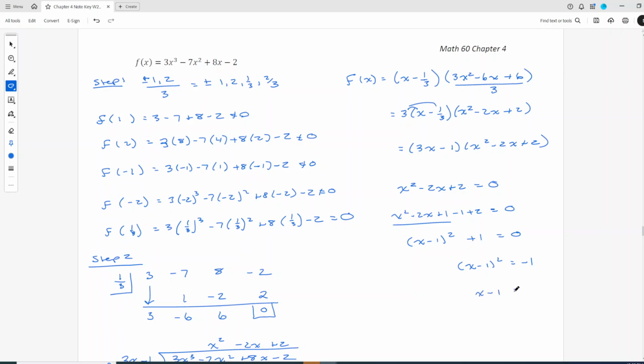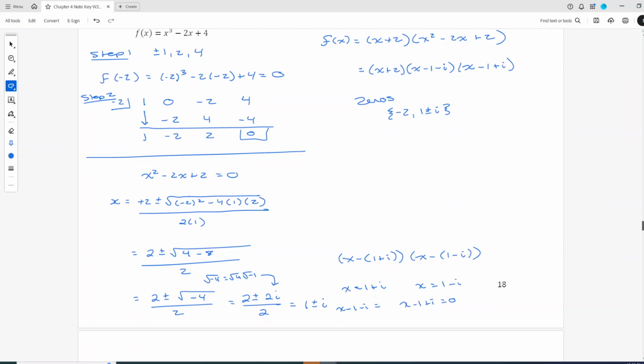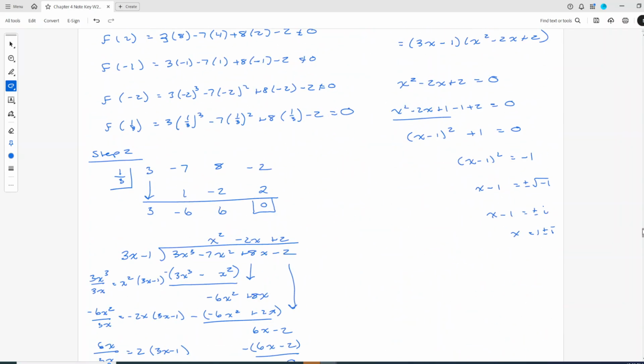I get x minus 1 equals plus or minus the square root of negative 1. So x minus 1 is equal to plus or minus i, and x equals 1 plus or minus i. Isn't that nicer than the quadratic formula? I did the quadratic formula because that's what most people will do, but completing the square is pretty awesome. So as a product of linear factors, I have 3x minus 1, x minus 1 minus i, and x minus 1 plus i, and my zeros are a third, and 1 plus or minus i.